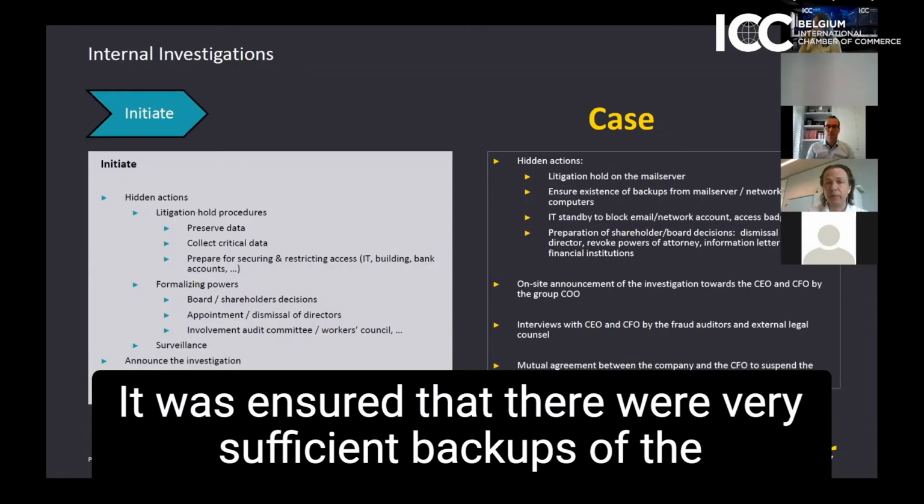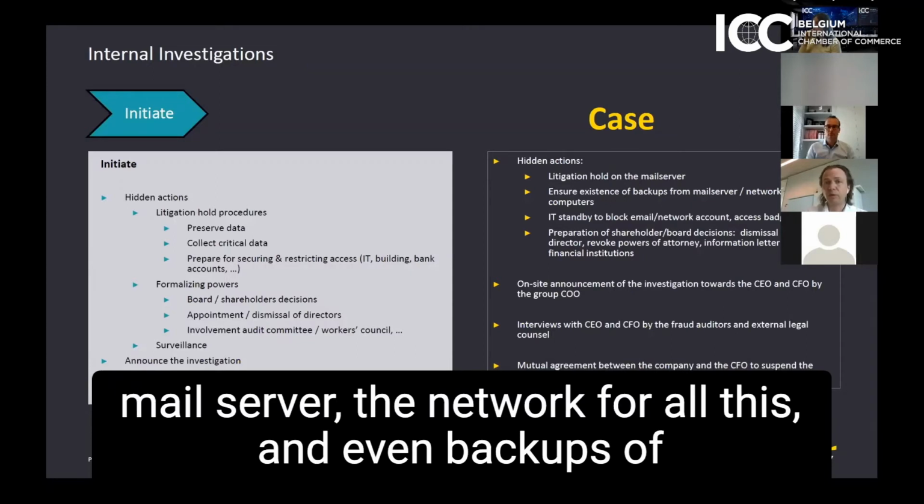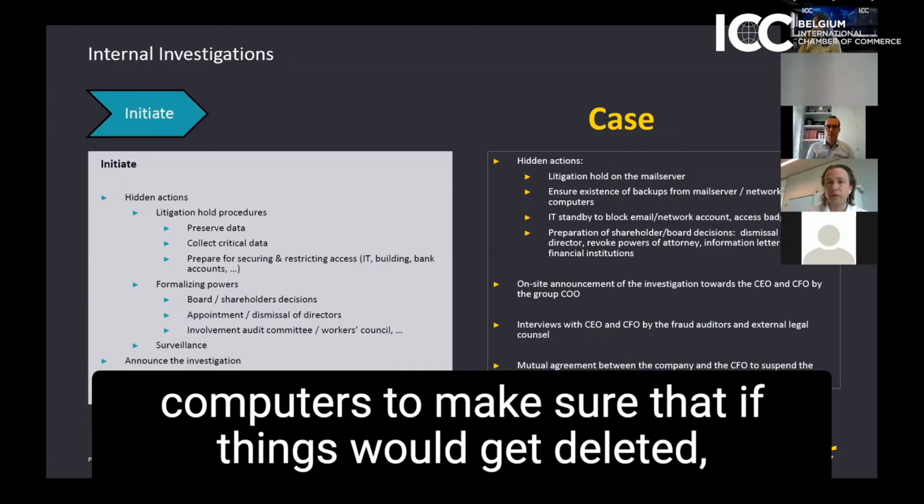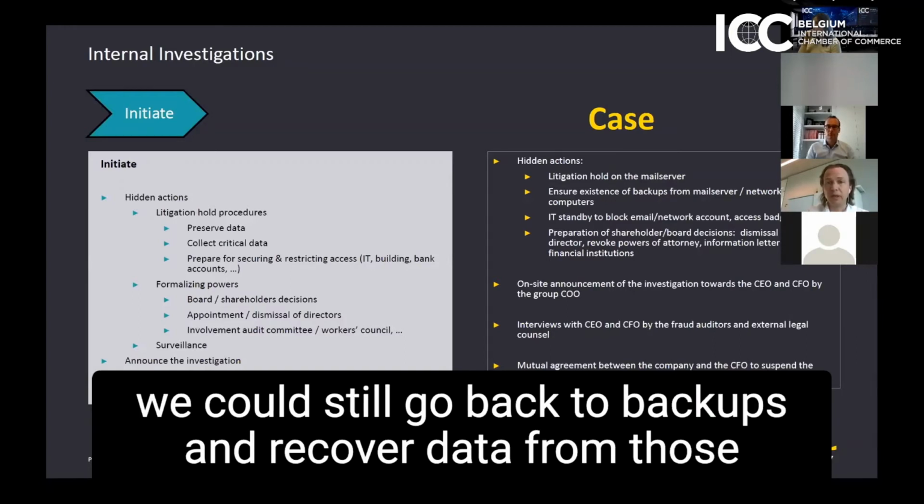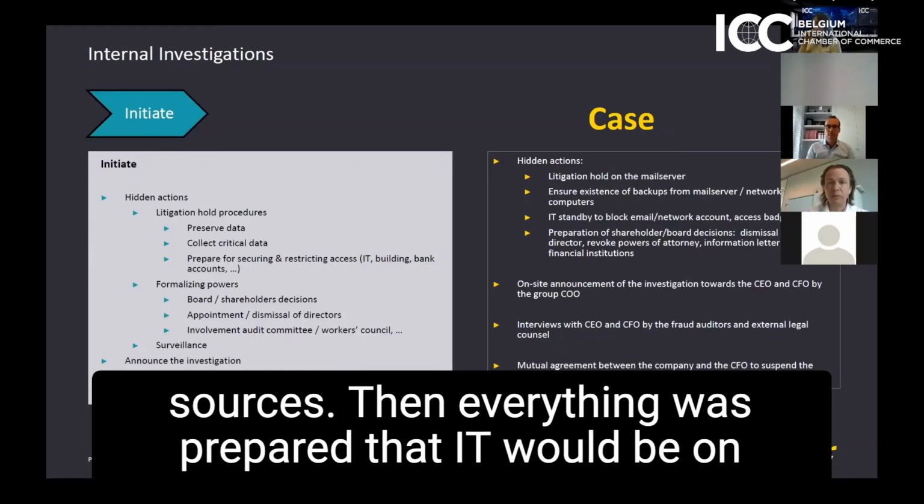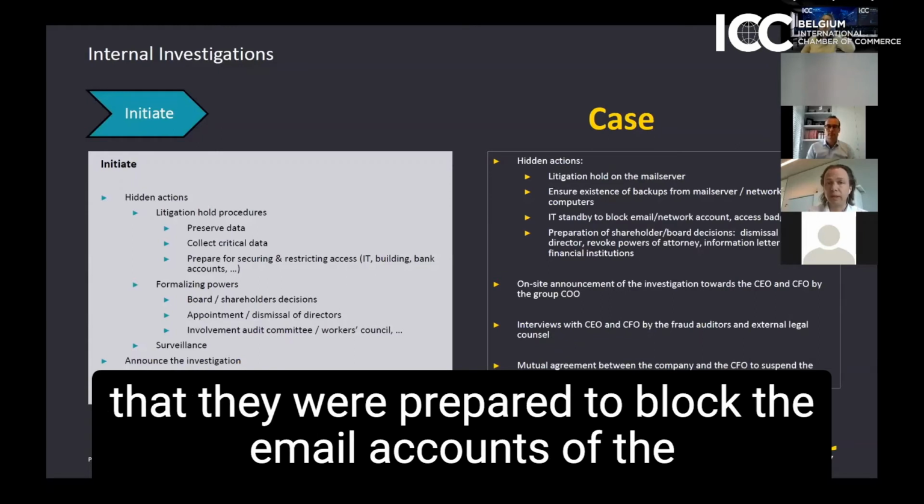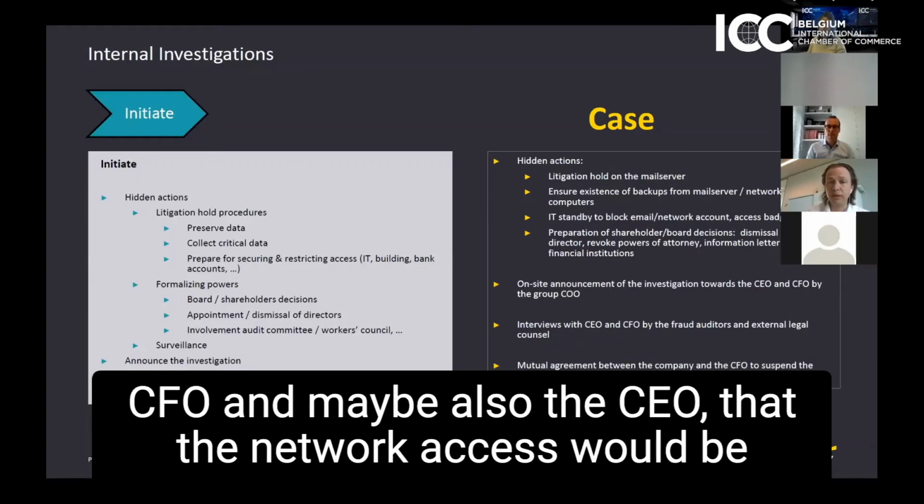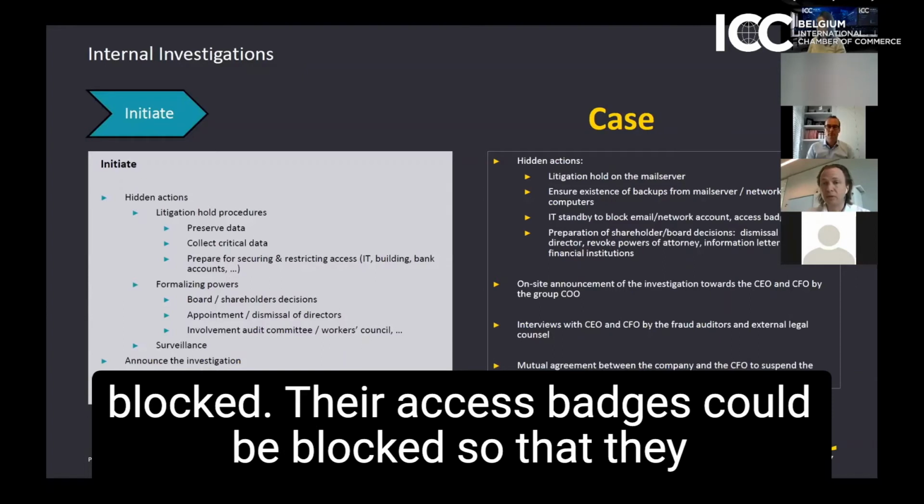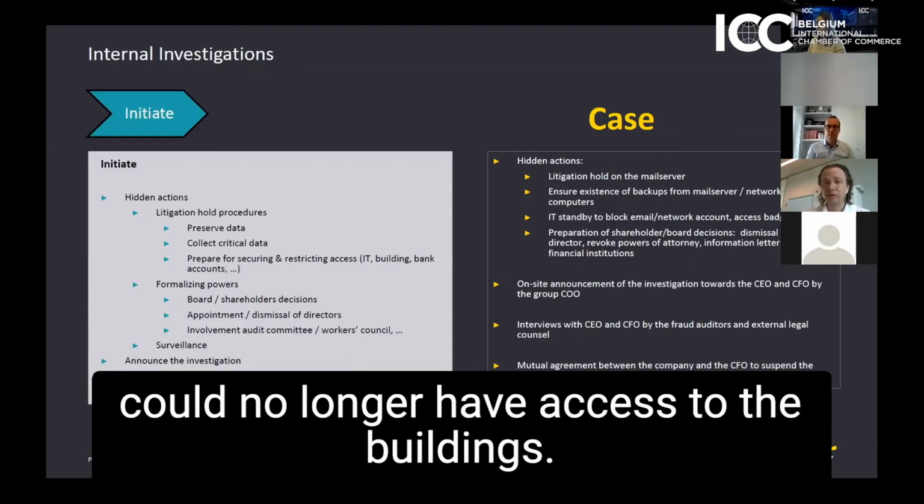It was ensured that there were sufficient backups of the mail server, the network folders, and even backups of computers to make sure that if things would get deleted, we could still go back to backups and recover data from those sources. Then everything was prepared so that IT would be on standby for the day that the investigation would start, so that they were prepared to block the email accounts of the CFO and maybe also the CEO, that the network access would be blocked, and their access badges could be blocked so that they could no longer have access to the buildings.